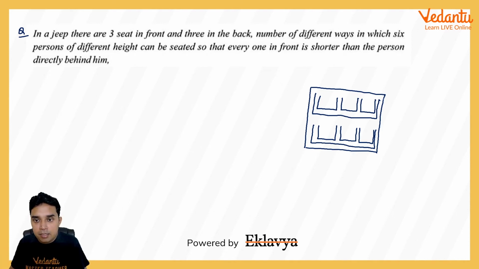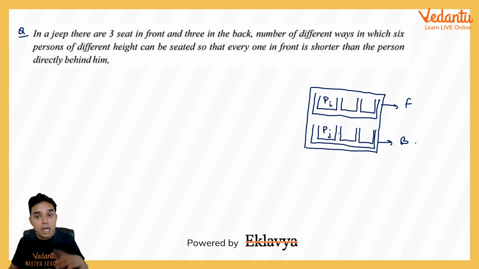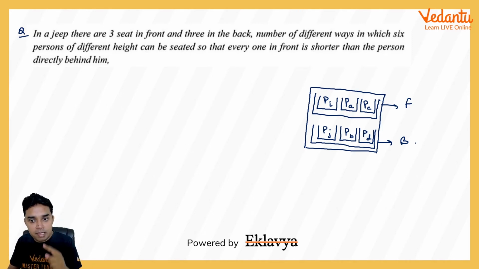Suppose this is my front row and this is my back row. The person here, let me call this person I and this person J, so the height of PI should be shorter than the height of person J. Similarly, you can call this PA, this PB, this PC, this PD. So we have to make sure that the height of PA is greater than PB, and the height of PC is greater than PD.